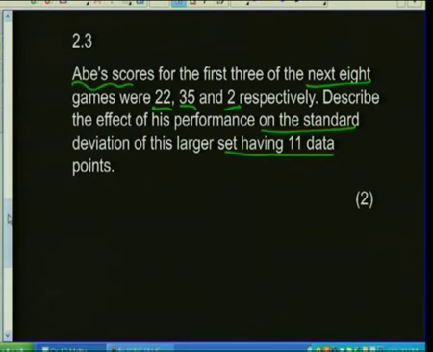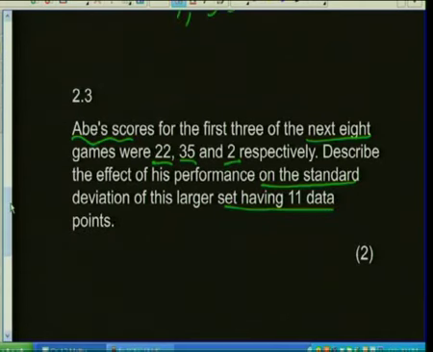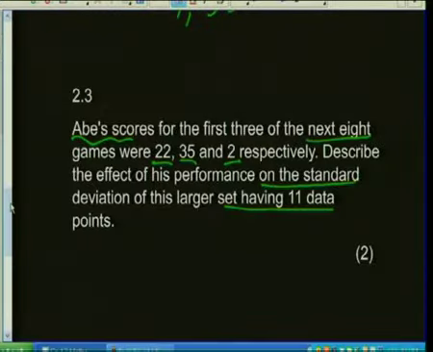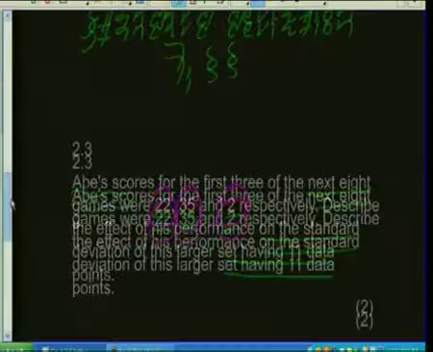Okay, so the first question, we had 8 runs. Now Abe goes again and plays cricket, with 3 more runs. Now we want to know the effect on the standard deviation. On our data set, we have to add 22, 35, and 2, and calculate the standard deviation again using the calculator and see the effect. Will the standard deviation increase or decrease? Let's see. I'm not sure now.